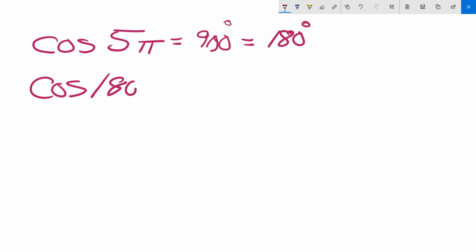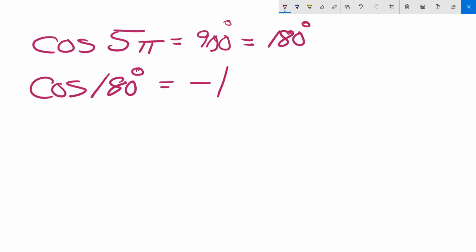Now, that's a quadrantal angle. What's the x-coordinate on that point? Visualize the unit circle. What's the x-coordinate on that point? Good. That's the answer. Simple as that.